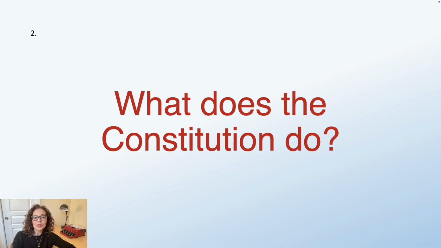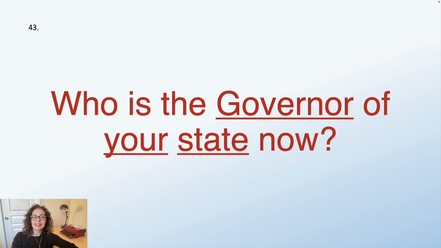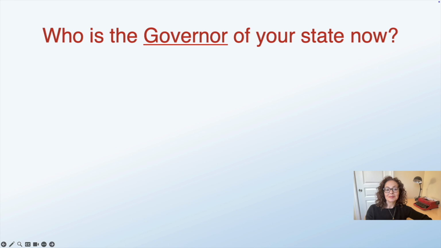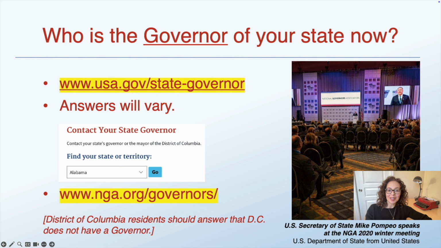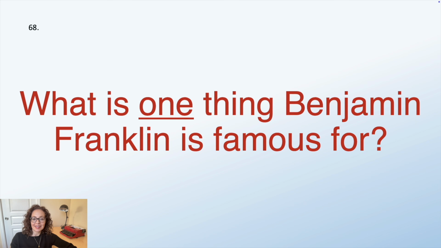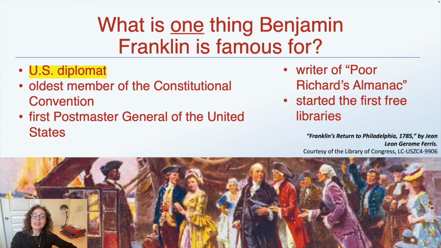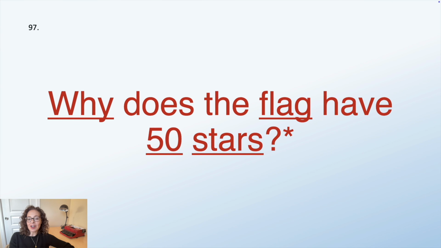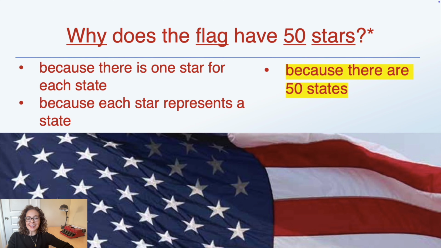What does the Constitution do? It sets up the government. Who is the governor of your state now? Of course, here again, answers will vary depending on which state you live in. What is one thing Benjamin Franklin is famous for? Benjamin Franklin was a U.S. diplomat. Why does the flag have 50 stars? Because there are 50 states.